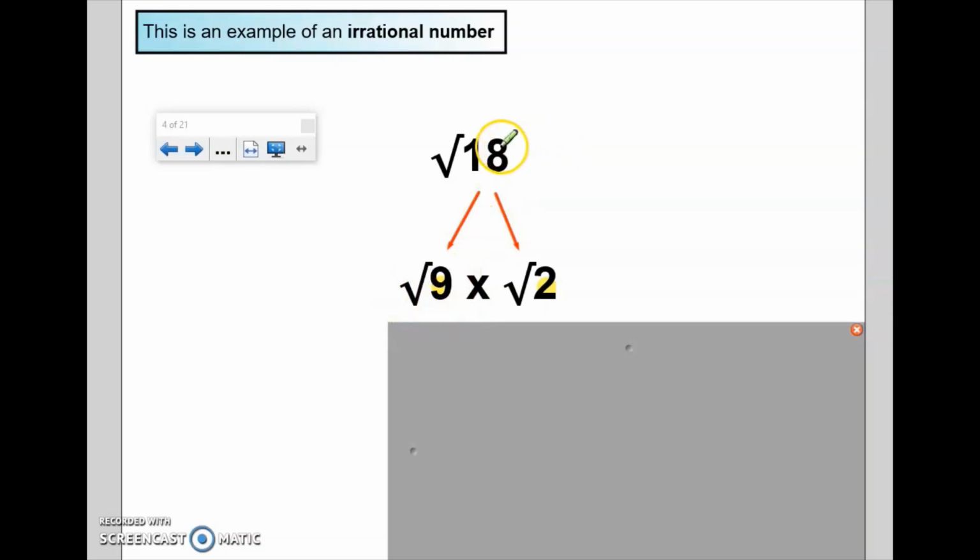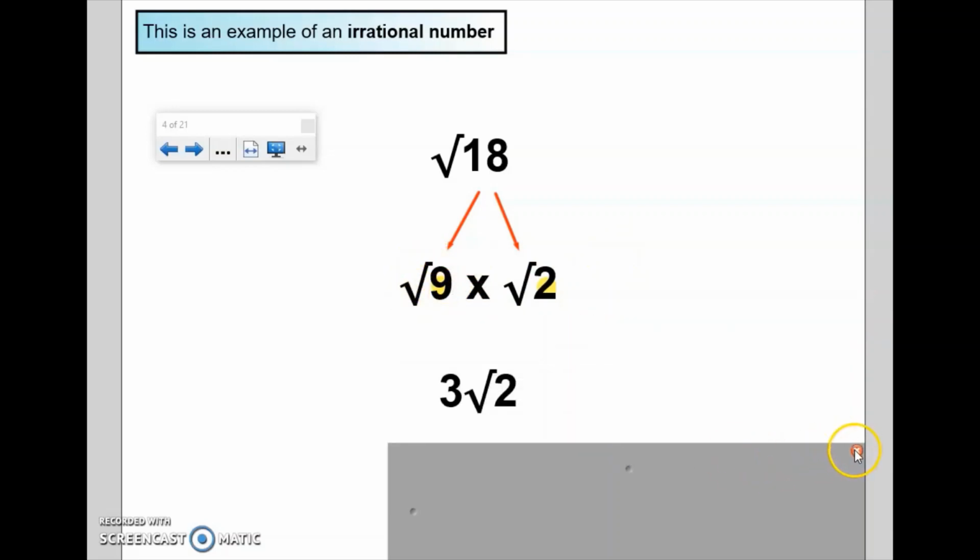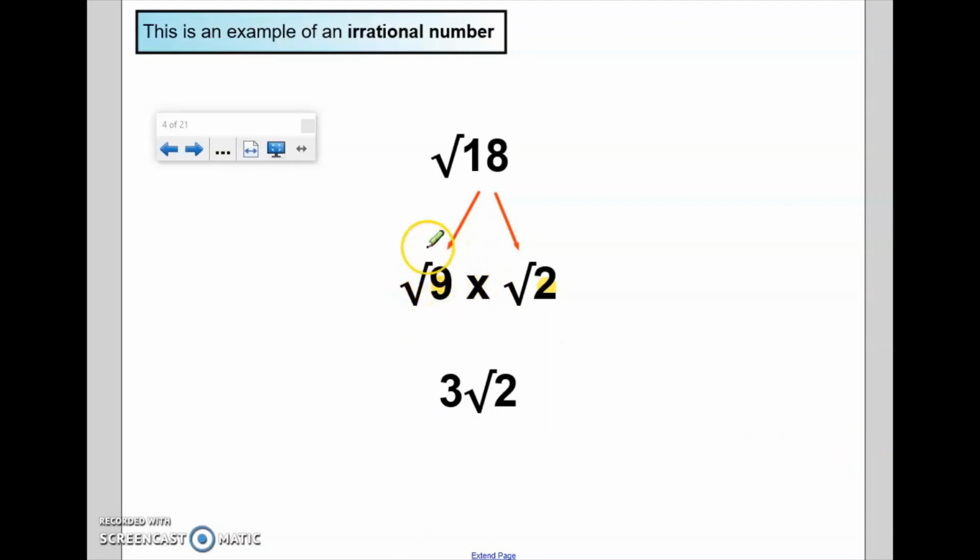So if I'd split this into 3 and 6, that wouldn't really be helpful because neither 3 or 6 are a square number. Because 9 is a square number, we can go ahead and simplify that to take us to 3 root 2. The square root of 9 simplifies down to the integer 3. So notice that we started the question with an 18 under the root sign, and we finished the question with a 2 under the root sign. Therefore, we have simplified the surd.